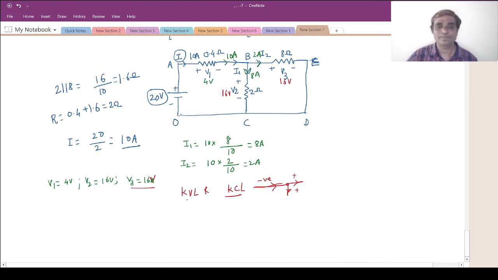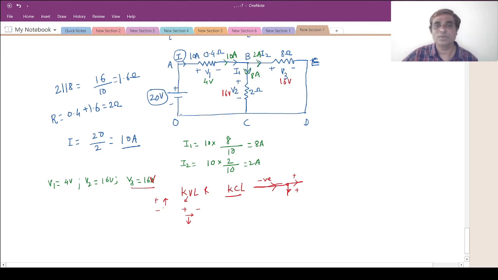And for KVL, if I am going from the negative terminal to the positive terminal, I will consider the voltage as a rise, and if I am going from the positive terminal to the negative terminal, I will consider the voltage as a drop. So these are the conventions I will follow. Okay, so with this, what next do I have to do? I have to check it for KCL.